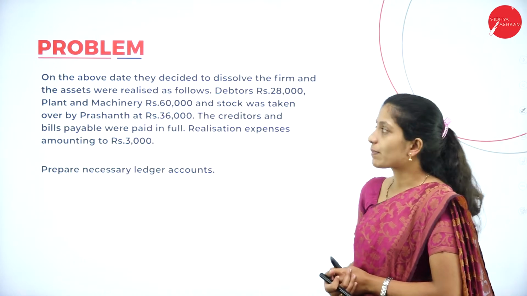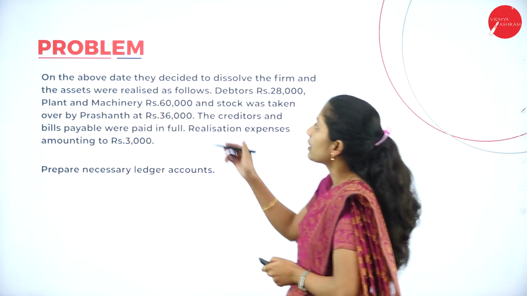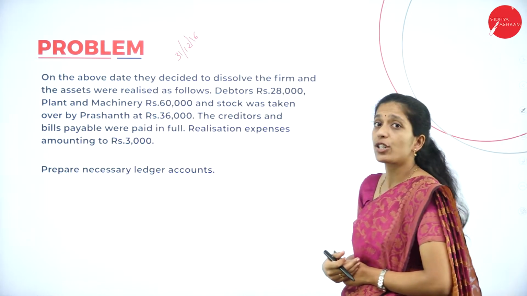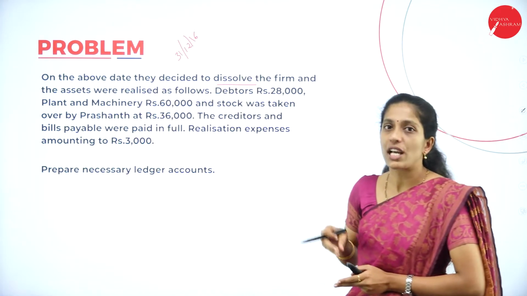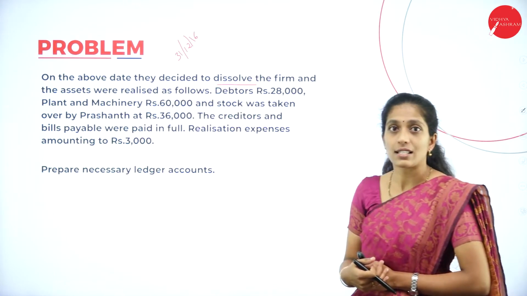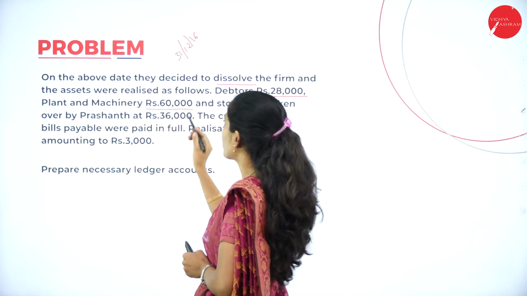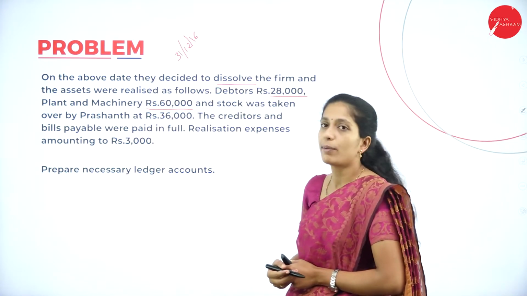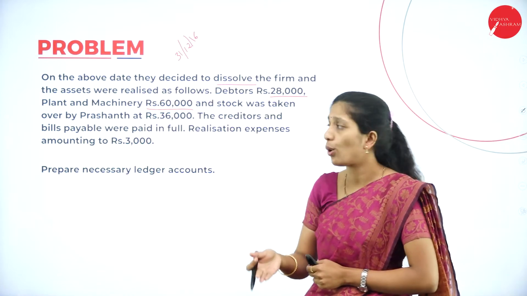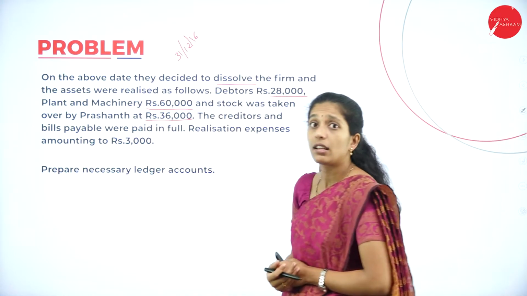Now, let us see what they have given. They have given certain adjustments on the above date, which is nothing but the date of the balance sheet, 31st December 2016. On the above date, they decided to dissolve, in the sense they decided to close down their firm, and the assets were realized as follows. Debtors rupees 28,000, plant and machinery rupees 60,000, and stock was taken over by Prashant. Here two assets, debtors and plant and machinery, were realized, in the sense they have been sold, and Prashant, a partner, has taken over the stock at rupees 36,000.